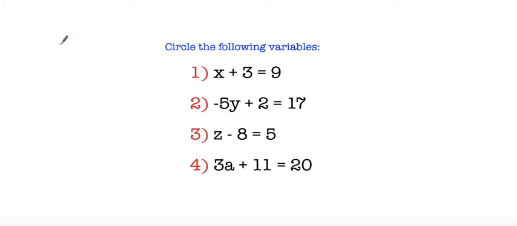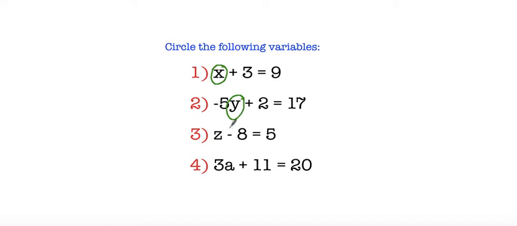Okay, so we're going to do a couple of examples. We're going to look at these 4 problems and we're going to circle all the variables that we see. So all of these are equations, and we could tell because they're all equal to a number. And here we have x plus 3 is equal to 9. X is the variable because it's a letter and it represents a number that we don't know. Here our variable is y. So in negative 5y plus 2 is equal to 17, we only have one variable here.